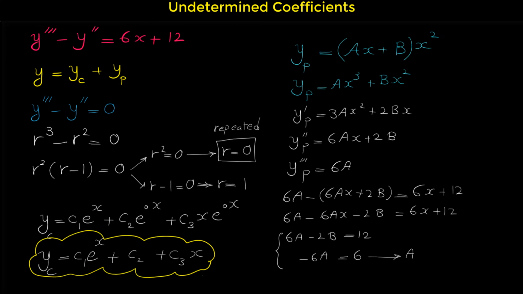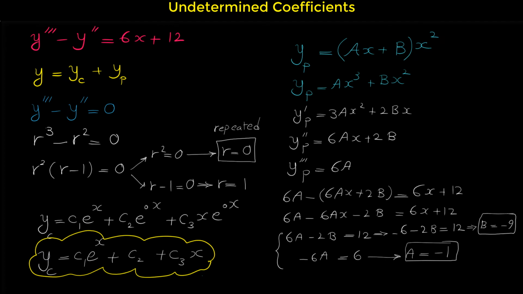From this equation, a is negative 1, which if we plug in negative 1 here, 6 times negative 1 is negative 6, minus 2 times b equals 12. If we move negative 6 to the other side, we have 18, 12 plus 6 is 18, which if we divide by negative 2, 18 divided by negative 2 is negative 9. So from this equation, b is negative 9.